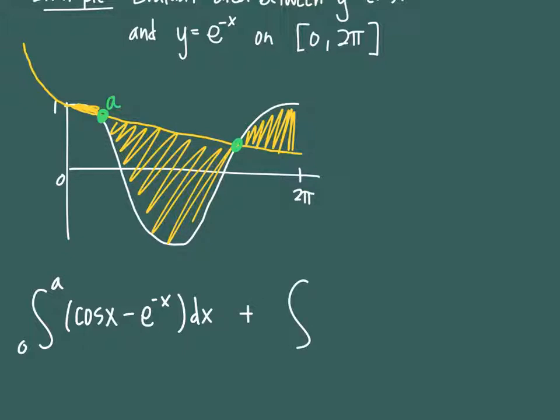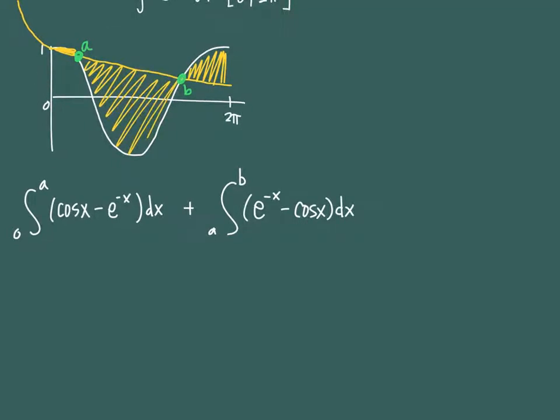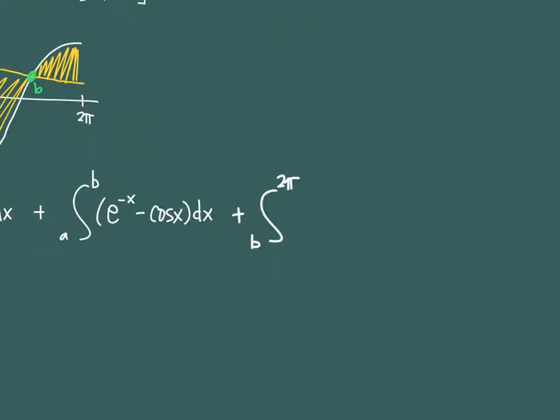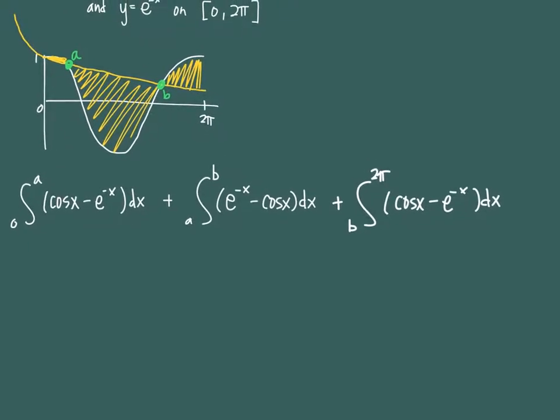The next one, if we call the second intersection point B, it's going to go from A to B, and the order is going to switch, and now e to the negative x would be first, and cosine would be second. And then our third would start where B picked up and end at 2 pi, and we'd be back to the original order of cosine first, and then minus e to the negative x. So I'm going to show you how to utilize your calculator to do pretty much all of that for you.